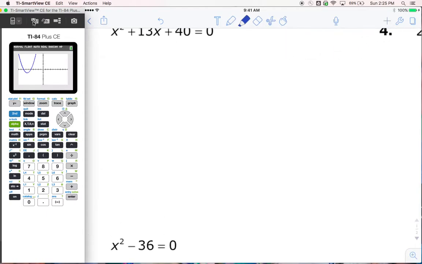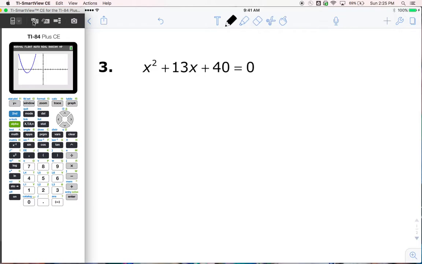Remember that first we look at, is there a greatest common factor? No, not all the terms have x, and we don't use 1 unless we absolutely have to. So we don't really have any GCFs here. So what we're going to do is look at a times c and look at b. A times c, in this case, is 1 times 40, which gives us 40. And b is the middle term, which is 13.